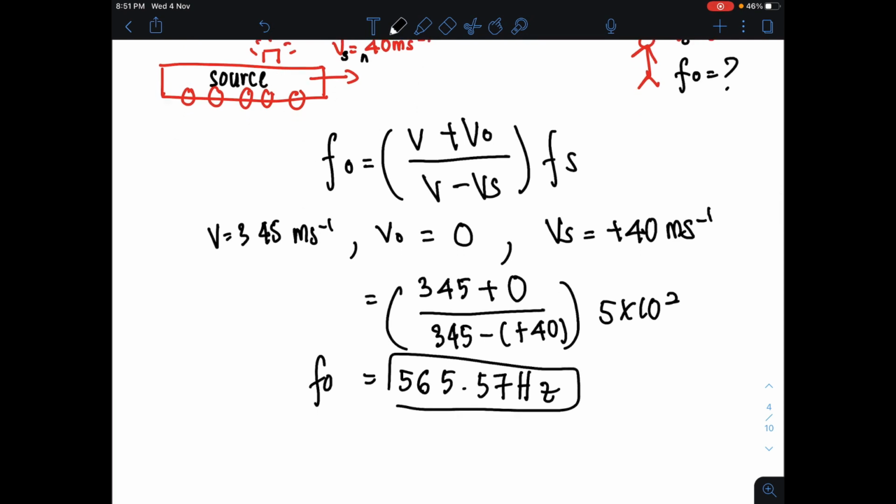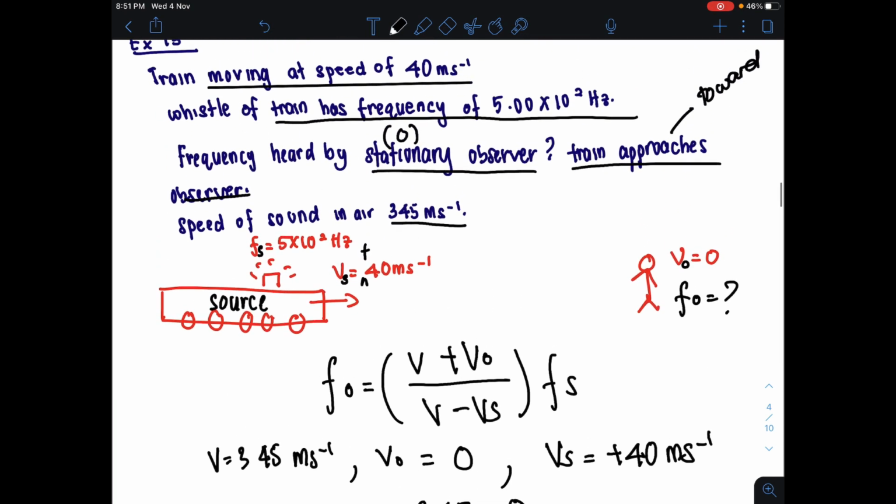And as you can see, frekuensi yang heard by the observer lagi besar daripada frekuensi asal. Ini kerana the object is moving towards you. Okay, the source tengah bergerak ke arah awak. So, awak akan dengar dengan lebih besar bunyi dia daripada yang asal.